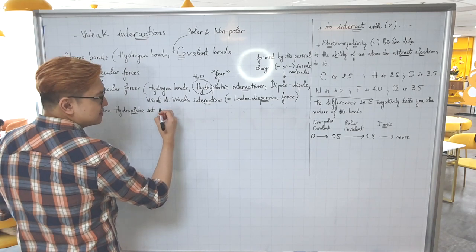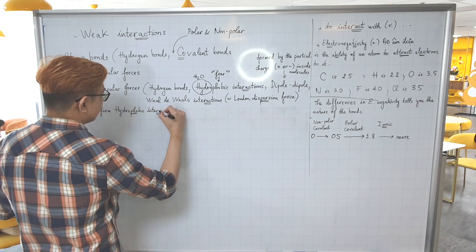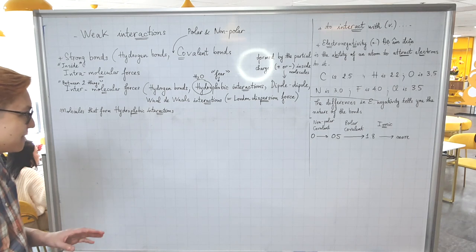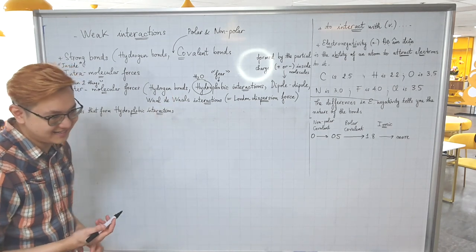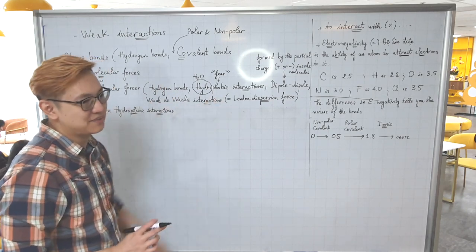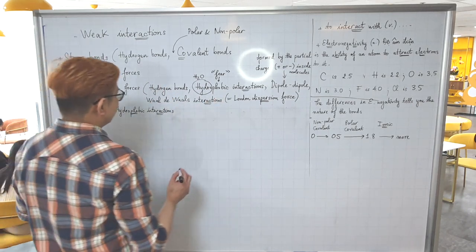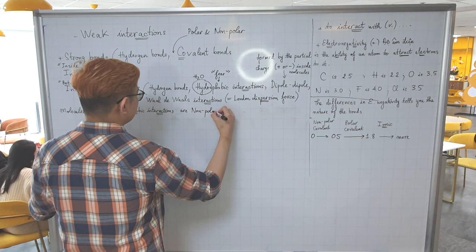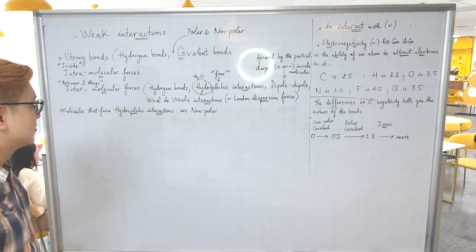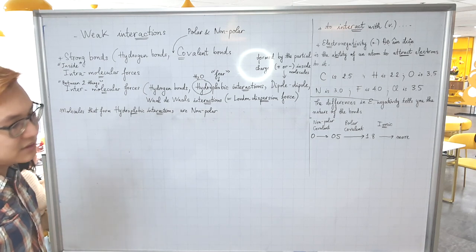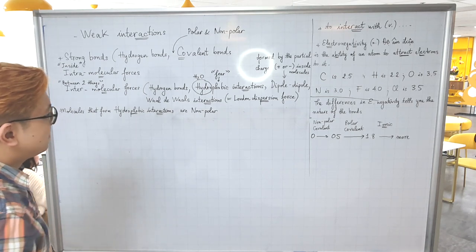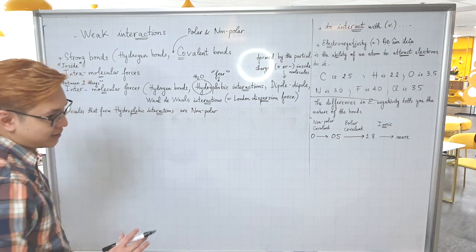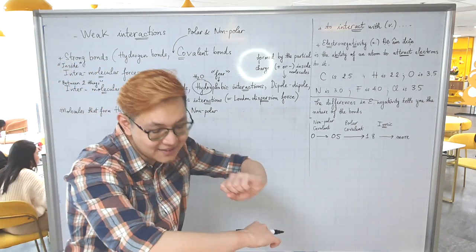It's actually quite weak. So that's why we call it interaction, not bonds, okay? Too weak, it's not even a bond, it's just interaction. So molecules that form hydrophobic interactions are non-polar. If it's polar, it will attract water. But if it's non-polar, it will not attract water, but it forms hydrophobic interaction.